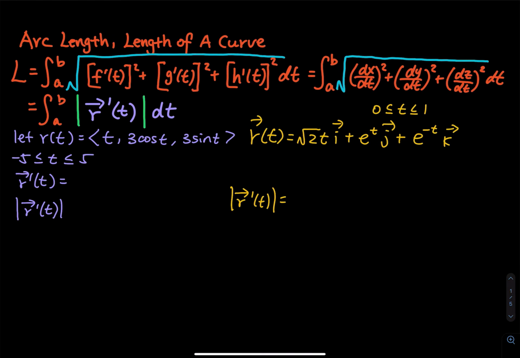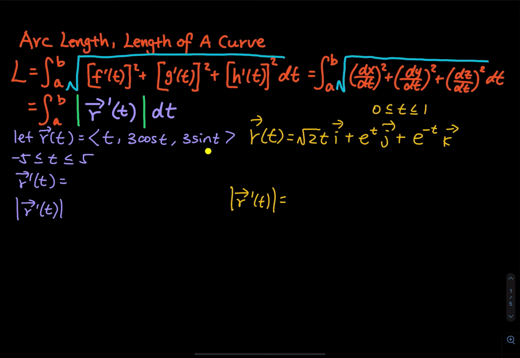Arc length and length of curve. So here is how we find the length of a curve. Suppose we have a vector r of t. I should add an arrow right over here. This vector is three-dimensional, has three components: t, 3 cosine t, and 3 sine of t.